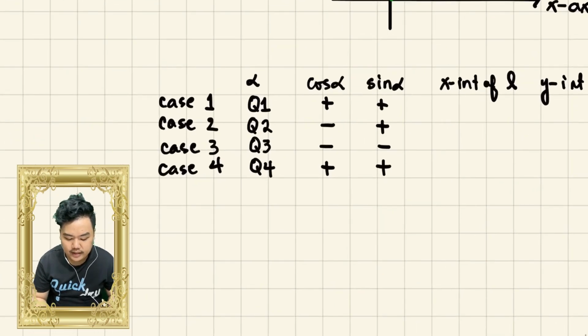Okay, so from trig, if your angle is in quadrant 1, positive pareha si cosine alpha at saka si sine alpha. In quadrant 2, negative si cosine, positive si sine. If alpha is in quadrant 3, cosine is negative, sine is negative. And if alpha is in quadrant 4, cosine is positive and sine is negative. Okay, so yan yung summary natin.